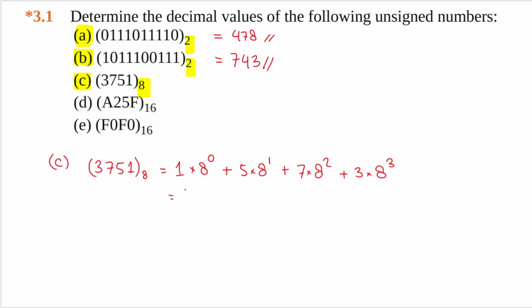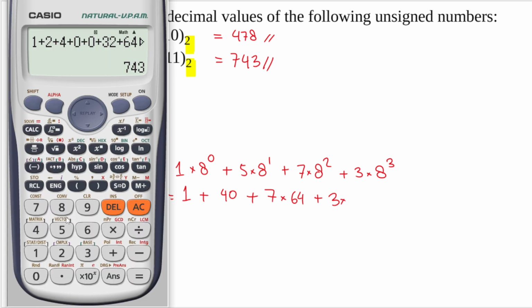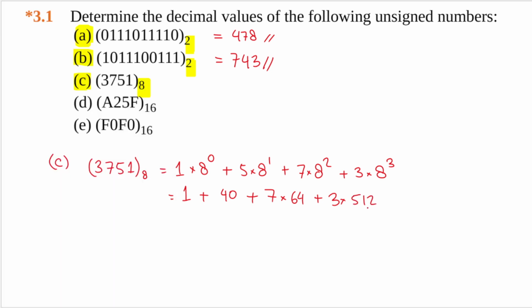Okay, let's calculate that. We will have 1, since 8 to the 0 is just 1. And then 5 multiplied by 8 to the 1. 8 to the 1 is just 8, so I will have 40. But here things start to get rough. So we will have 7 multiplied by 64. And then that one will be 3 multiplied by 8 to the third power. What is 8 to the third power? Okay, 512. Yeah, I think we need to put this into a calculator.